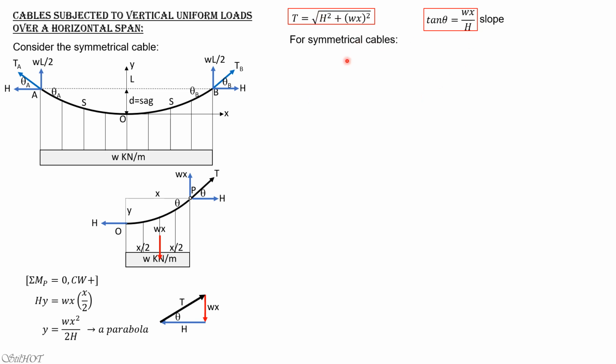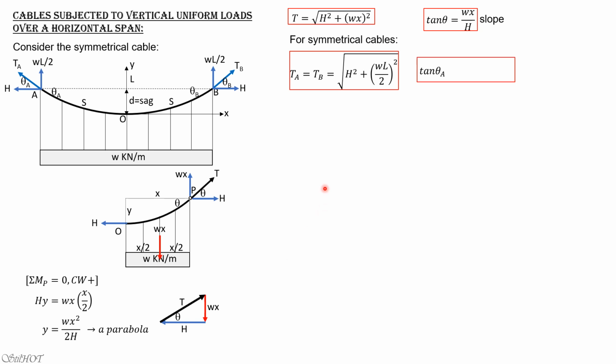And this is also the general formula for the tension. So T_A equals T_B for a symmetrical cable, the square root of H squared plus (WL over 2) quantity squared. So you don't need to memorize that, just this general equation from this force triangle.